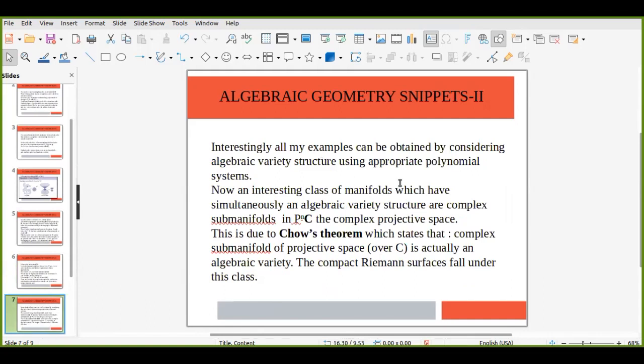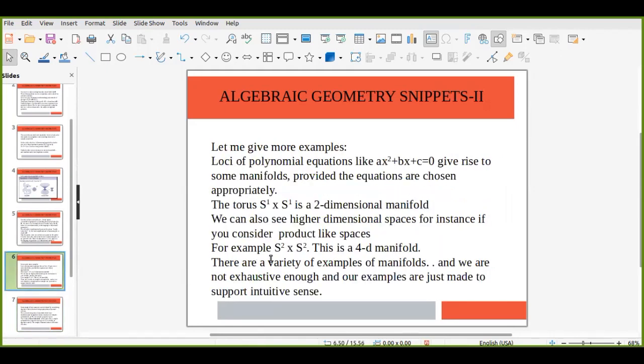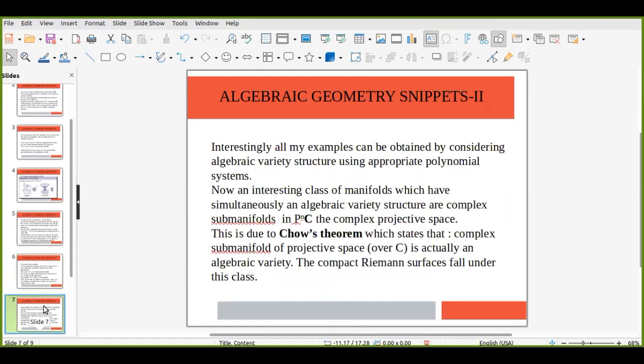Interestingly, all my examples can be obtained by considering algebraic variety structure using appropriate polynomial systems. For example, we have a theorem that if X is an algebraic variety and Y is an algebraic variety, X cross Y can also be given the structure of an algebraic variety. So S2 cross S2 or S1 cross S2, S1 are algebraic varieties by appropriate polynomial systems.